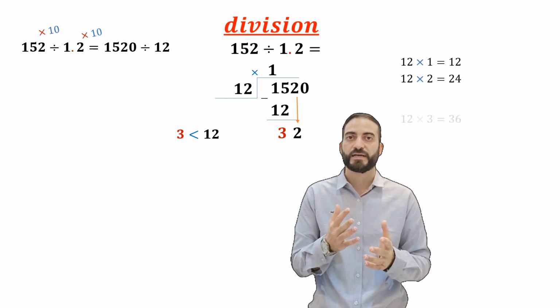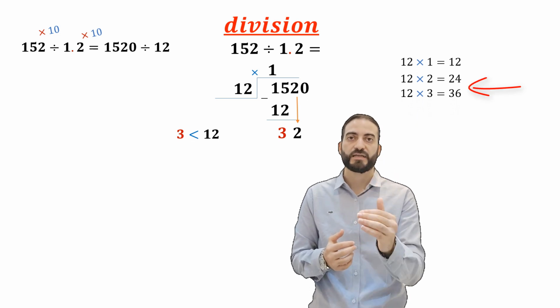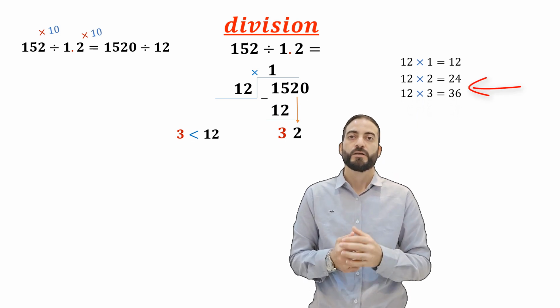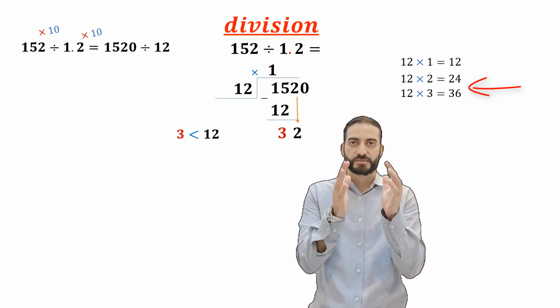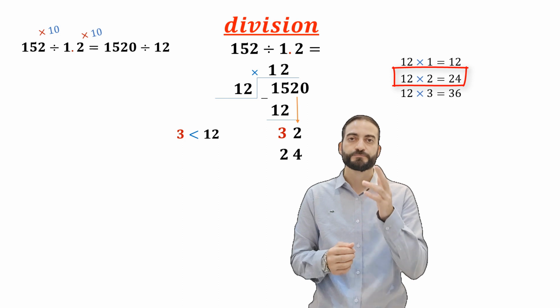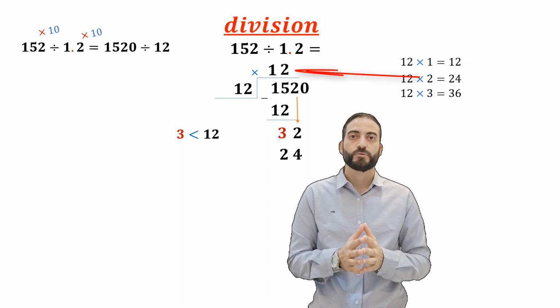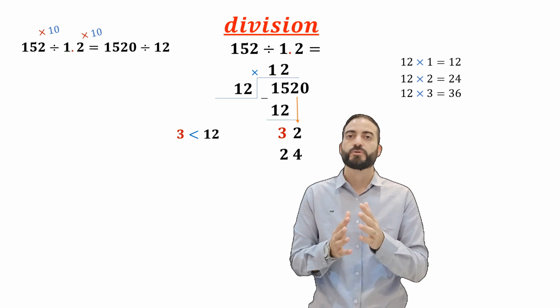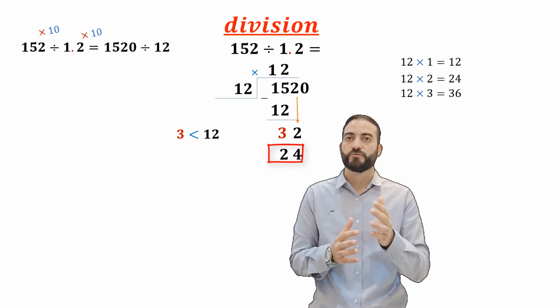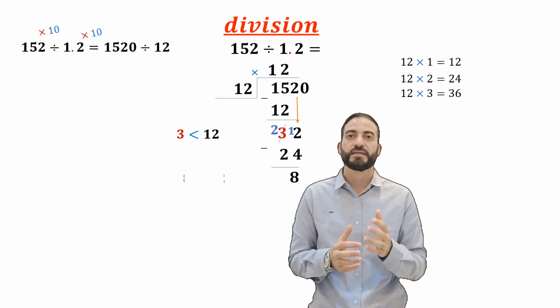We find that the 32 is here between 24 and 36. Of course, we always take the smallest, so we take 12 times 2 equal 24, and we put this 2 here and immediately multiply it by 12 and put the answer which is 24 here, and immediately do a subtraction to get 8.